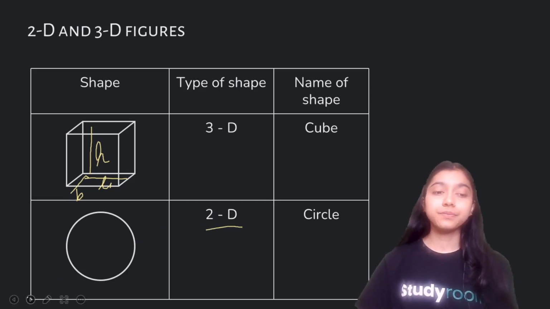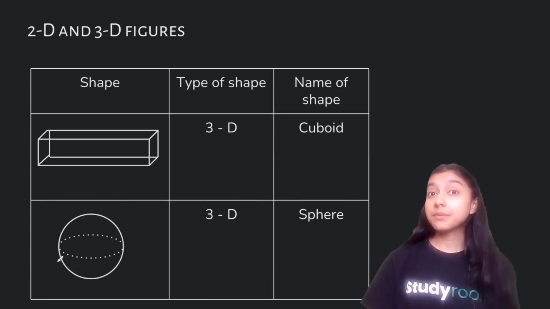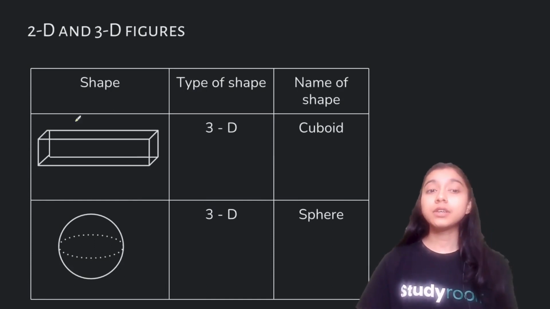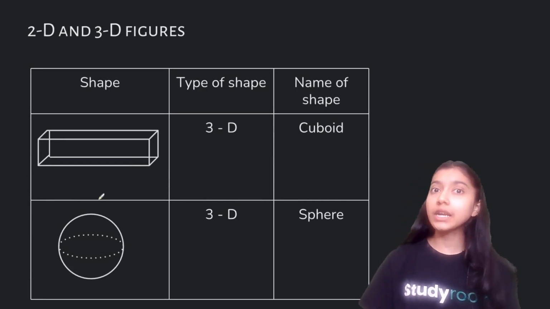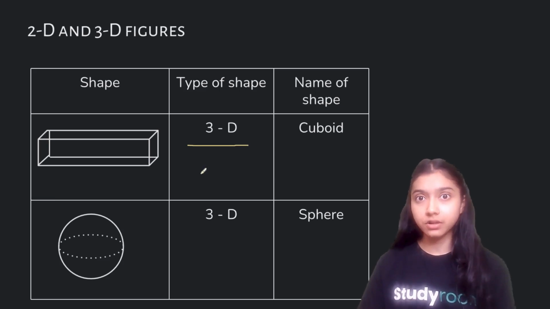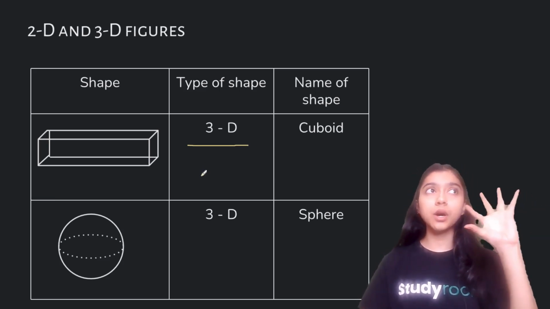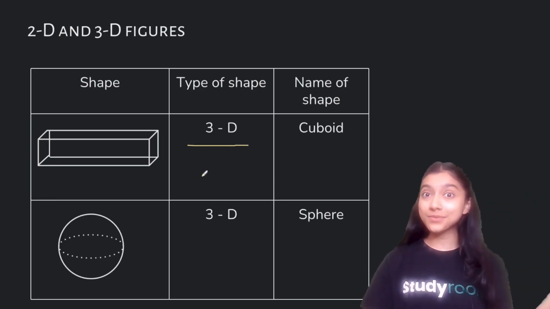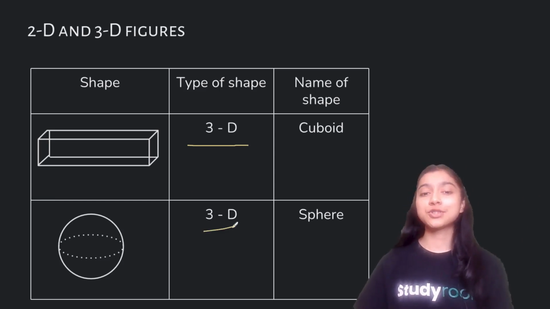Okay? Next, we have some other shapes. Here we have a cuboid. Again, a cuboid has a length, a breadth, and a height. So a cuboid is also three-dimensional. Now we have a sphere. An example of a sphere can be a ball. A ball occupies some space, so it will be a three-dimensional figure.